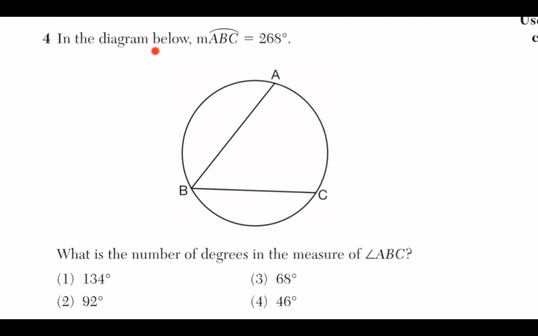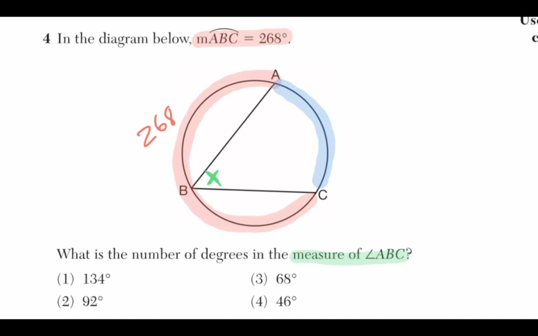Question number 4. It says in the diagram below, the measure of arc ABC equals 268 degrees, and it says, what is the number of degrees in the measure of angle ABC? So that's our objective. We need to determine the measure of angle ABC, which we know is located right here. So before I do anything else, I'm going to go ahead and label this diagram. I can see that it says that the measure of arc ABC is 268 degrees. Okay. And so what does that mean? That means that arc AC, which we can see right here, is how many degrees?